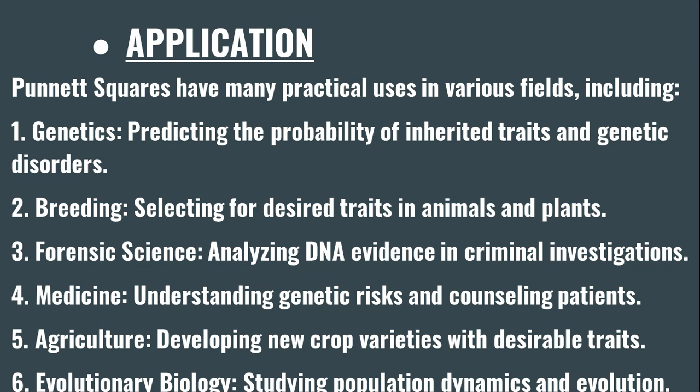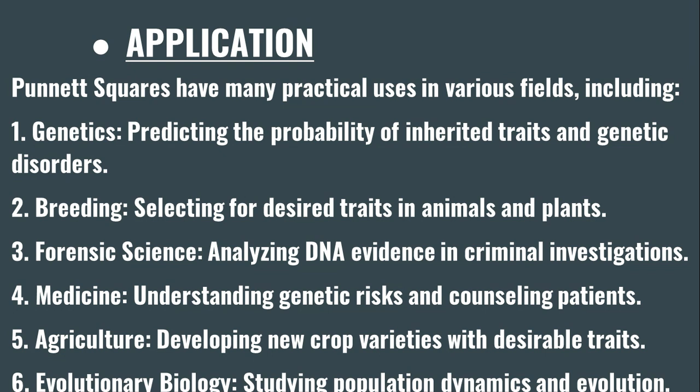So we use the Punnett square in genetics, for instance in the case of a sickle cell child. It allows us to know if the child inherits the sickle cell trait or not. We also apply it in breeding, that is, selecting for desired traits in animals and plants. So to know which flower to plant or which animal to rear, it is also applied in breeding.